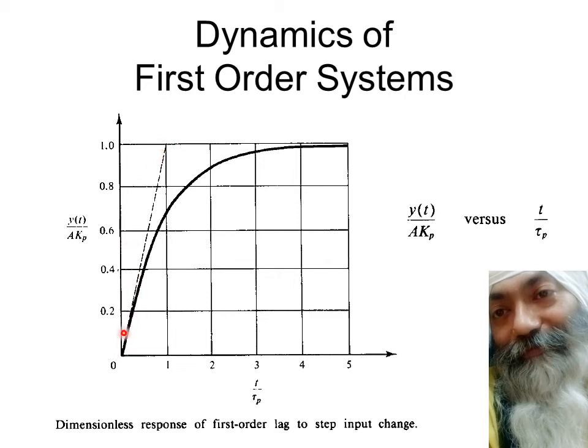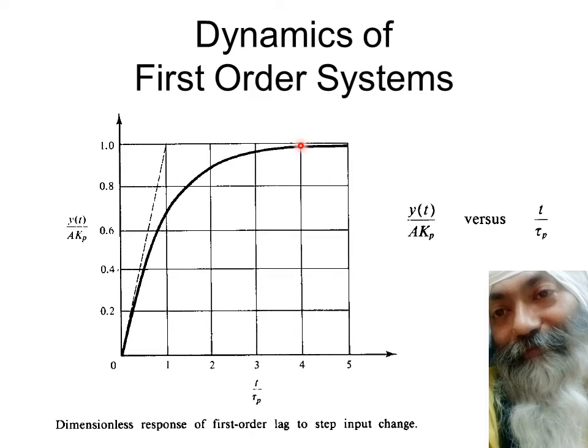But if you move along the curve, then you see at t upon tau p equal to 1, that is t equal to 1 tau p, this will be something like 63.5%. And then if you continue to move, at t upon tau p equal to 2, that is t equal to 2 tau p, this will be approximately 85%. And at t equal to 3 tau p, this will be something like 95%. And at t equal to 4 tau p, this is 98%.